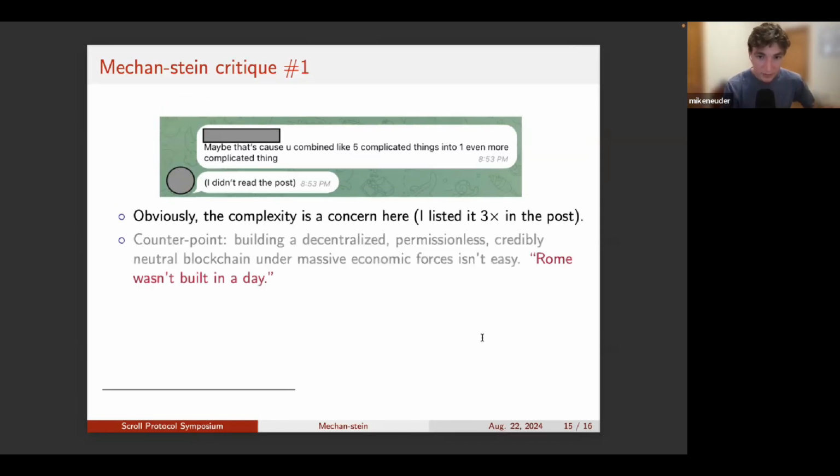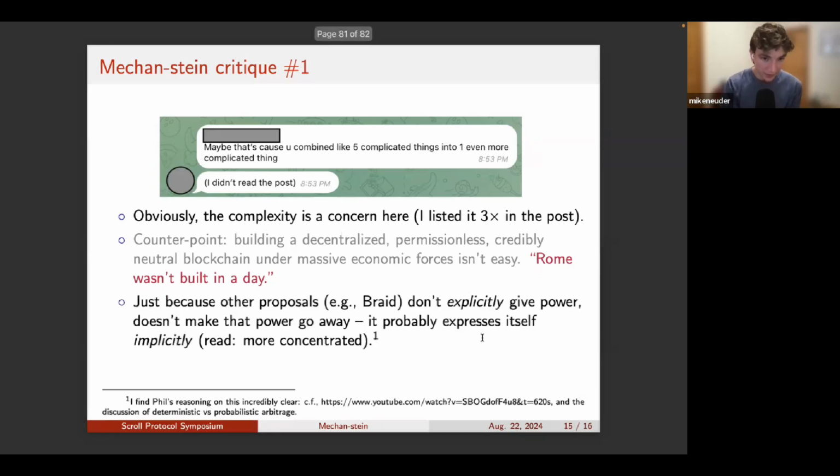So the theme here is that Rome wasn't built in a day. Obviously, we want to make the design as simple and elegant as possible, but it's also worth making the point that these systems are complicated and there's going to be a lot that goes into building them correctly. And the last point I'll say here is that other proposals, and I'm going to call out Braid specifically because Max subtweeted me, not explicitly giving power doesn't make that power go away. It probably just expresses itself implicitly.